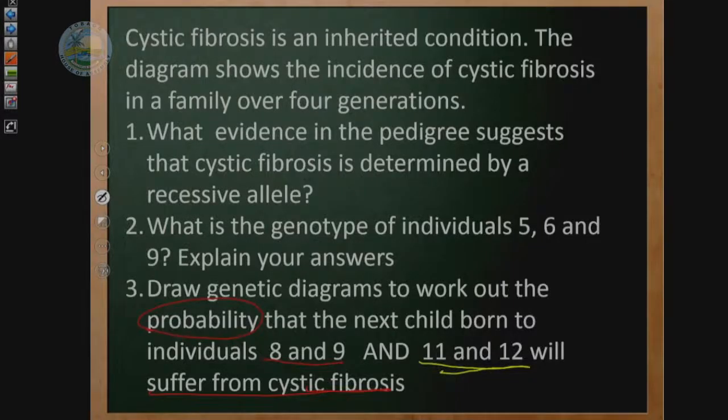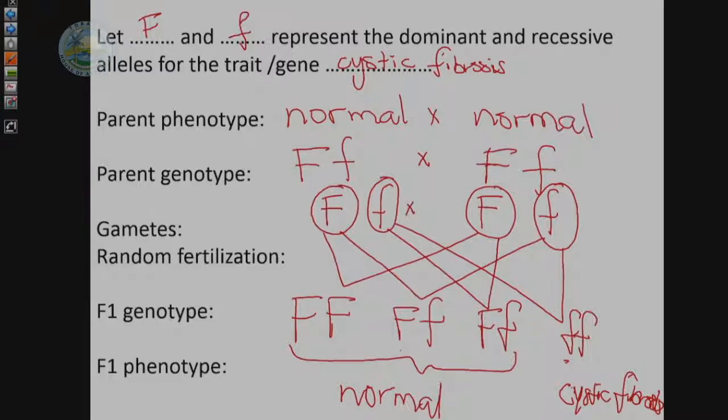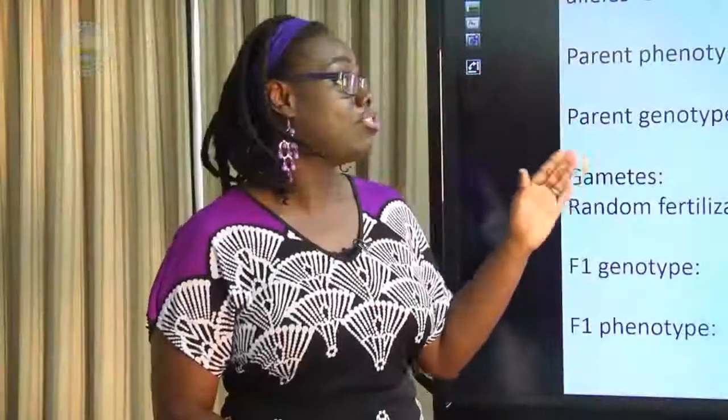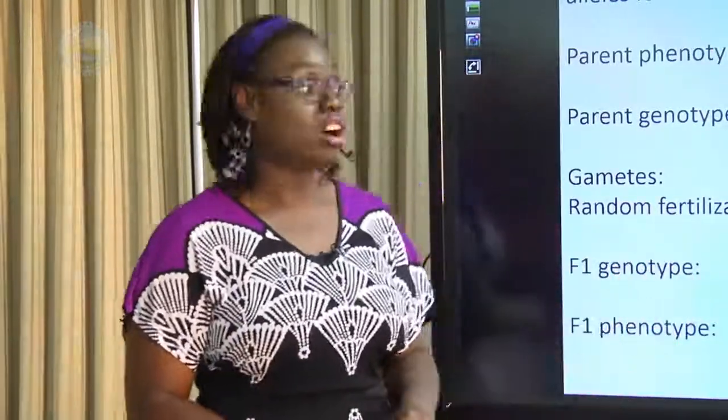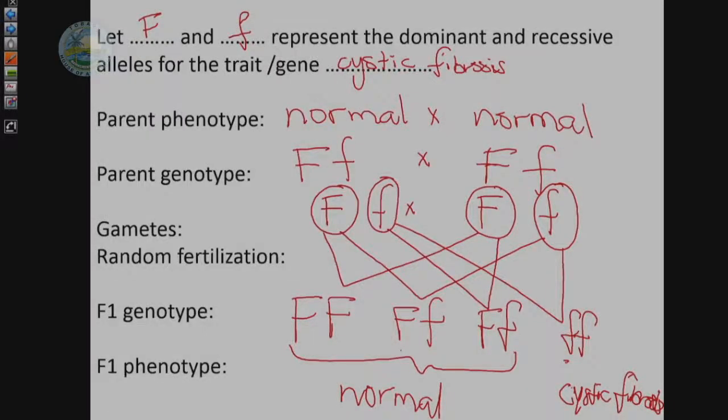So let's look at the question. What is the probability that the next child born to 11 and 12 will suffer from cystic fibrosis? So there's a 25% chance that the next child born to the parents of this union will have cystic fibrosis. So it's a 1 in 4 chance of having cystic fibrosis.